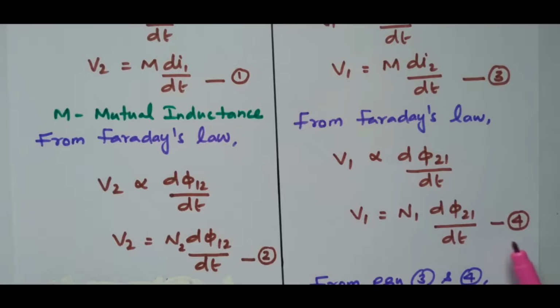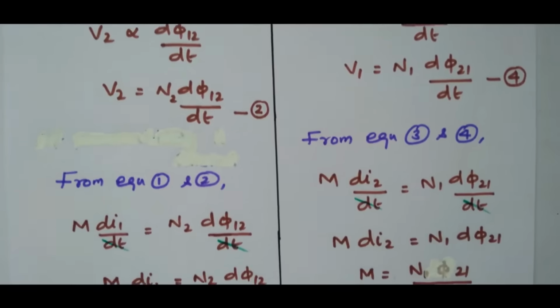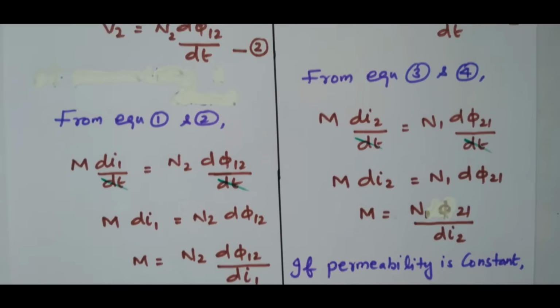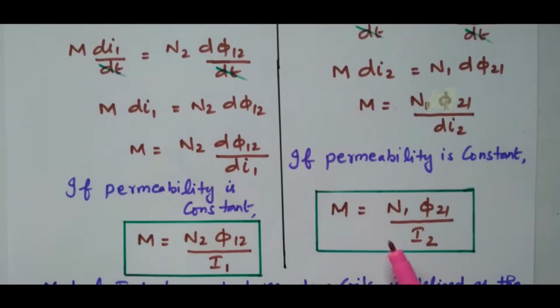Equation number 4. Now we have two equations, equation 3 and 4. The left hand side is equal, so we can equate the terms on the right hand side. So from equations 3 and 4, M di2 divided by dt equal to N1 d phi 21 divided by dt. So dt got cancelled. M di2 equal to N1 d phi 21. From that, M equal to N1 phi 21 divided by di2. If permeability is constant, we can write M equal to N1 phi 21 divided by I2.